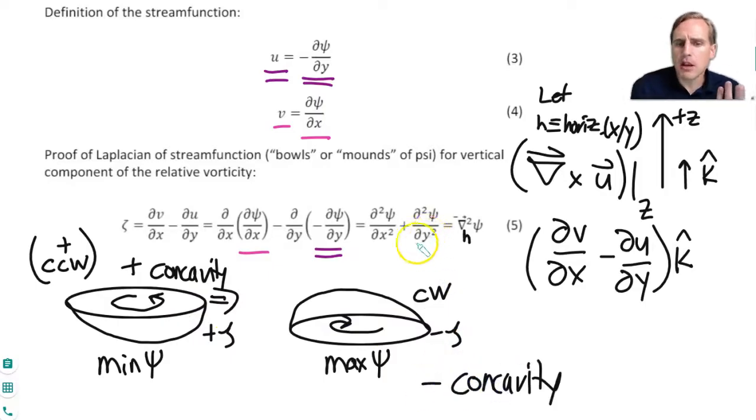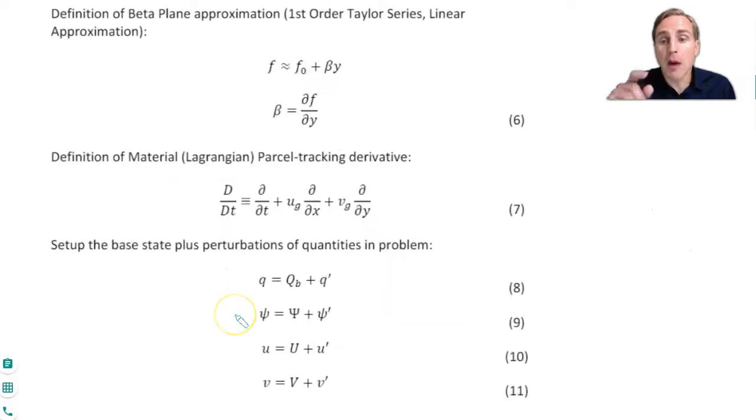Okay, so I hope that all makes sense. So this Laplacian of psi is going to tell us about where we're going to get local maxes and mins of the vertical component of the relative vorticity. Okay, a couple more equations to define, and then we'll be set up in this part 0 to do part 1 of the problem. Here's the actual definition of that beta plane.